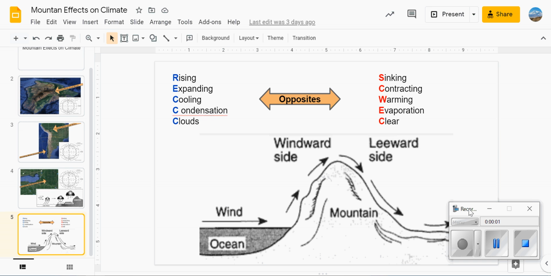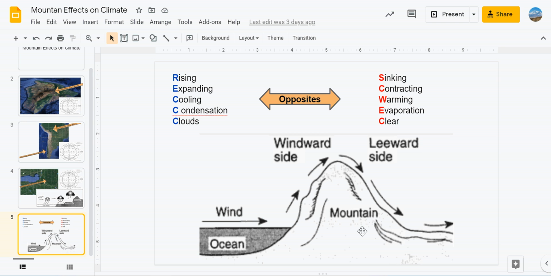So this diagram we looked at last week, we're going to get a little more in depth. We had said that it's colder on tops of mountains and how that happens, but what are the other effects of that? I'm going to show you a couple of animations, but basically you've got to find the windward side of a mountain where the wind hits, and these are the reasons why you get clouds and rain on the windward side of the mountain.